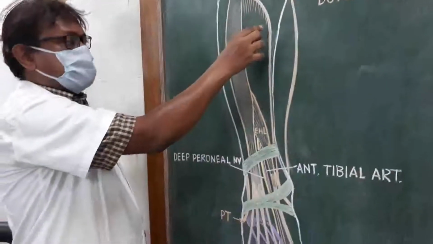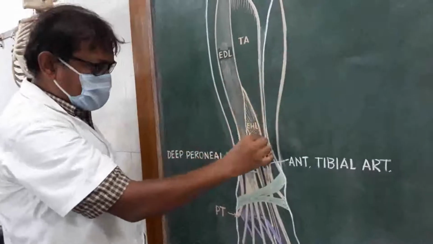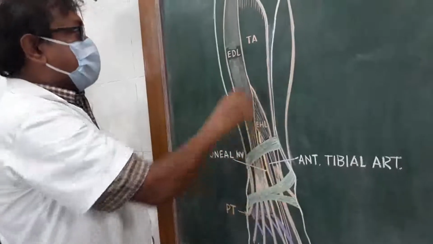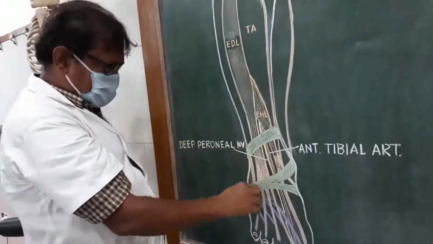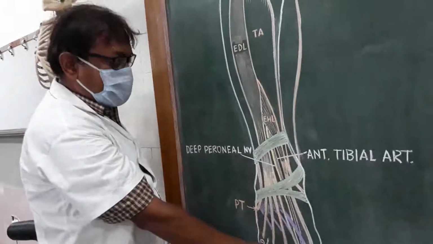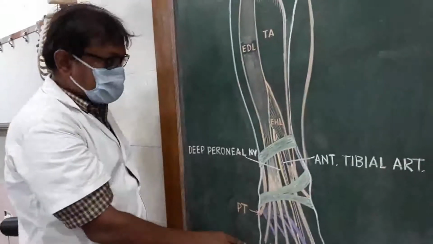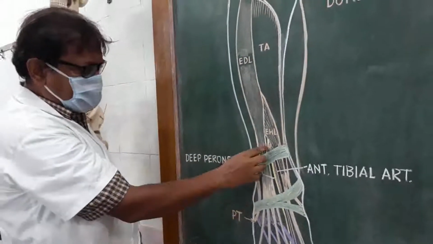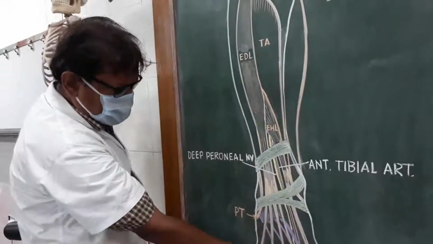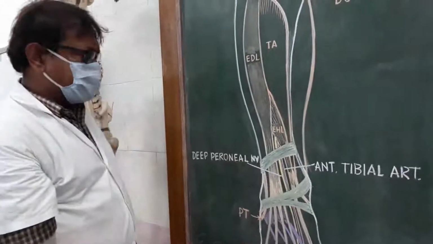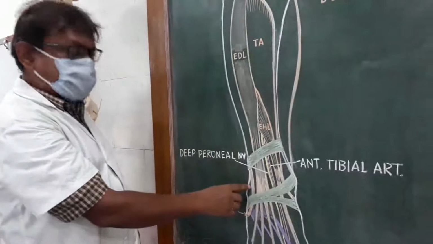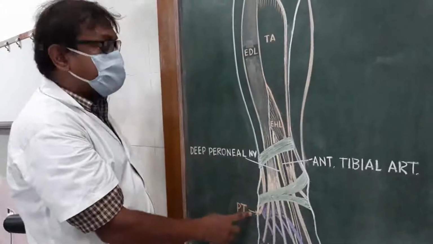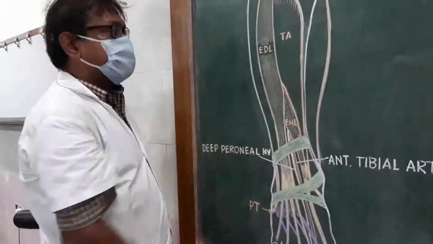Tibialis anterior muscle converges to form a tendon which is inserted in the base of the first metatarsal. Extensor digitorum longus divides into four slips for the lateral four toes. In the lower part of the leg, extensor hallucis longus emerges and goes to form a tendon up to the great toe. Peroneus tertius is a small muscle inserted in the base of the fifth metatarsal bone, and this muscle is considered as the fifth tendon of the extensor digitorum longus.